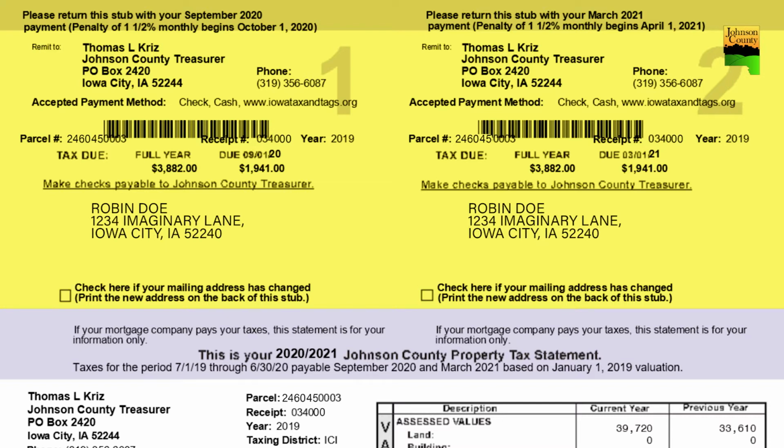You have the option to pay your taxes in full in September, but you can also make 2 payments. The second payment is paid in March. If you decide to make 2 payments, you will not receive another bill, so make sure you keep your statement and set a reminder for the second payment.